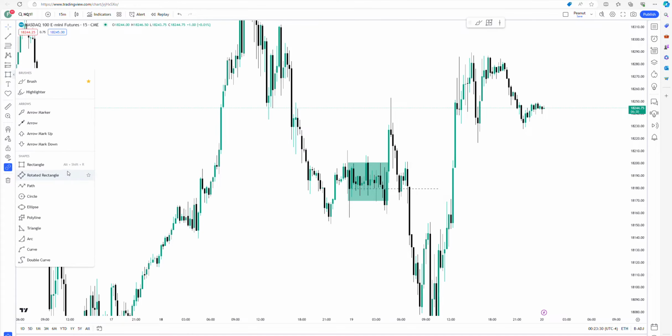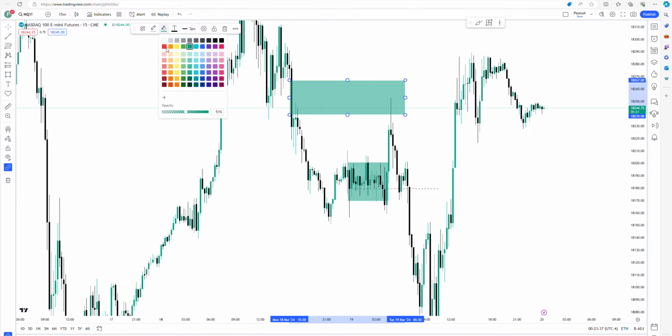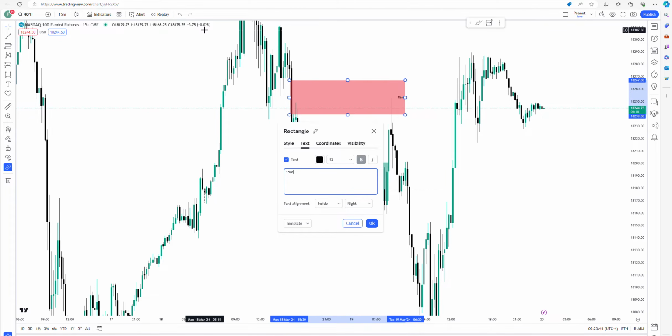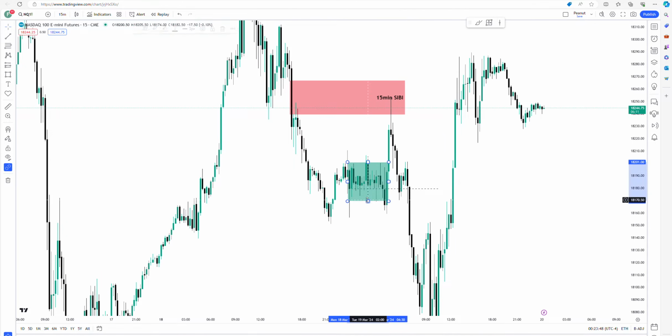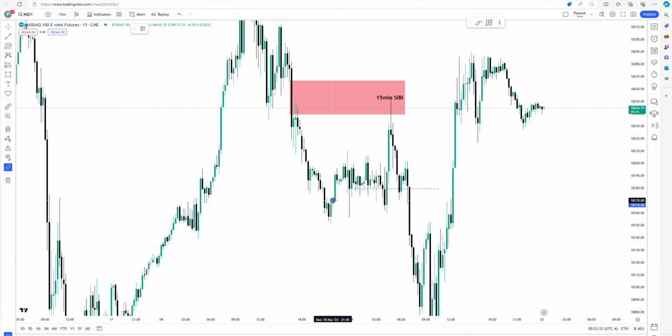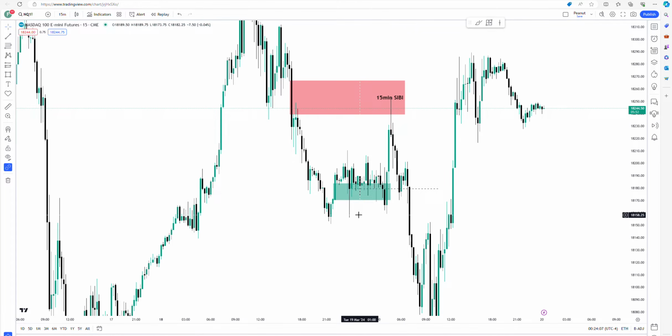Then what you're going to do, guys, is map out any 15-minute fair value gaps that you see that are nearby. So there's your 15-minute SIBI, and I'm going to chuck that in here too, just so you guys can see the 15-minute SIBI. In other words, a bearish fair value gap, right? And also, just so it's a bit more clear, there's this 15-minute fair value gap here too. So we've got this 15-minute SIBI and we've got this 15-minute bullish gap or BISI, right?